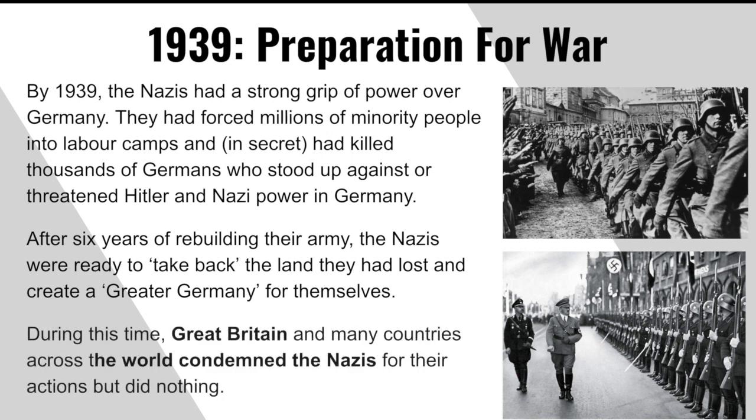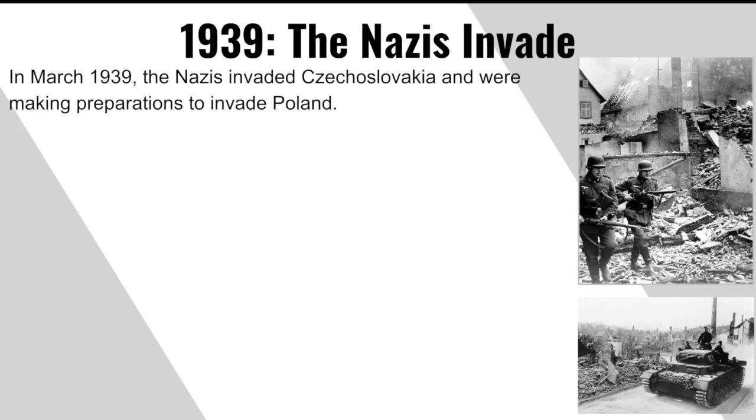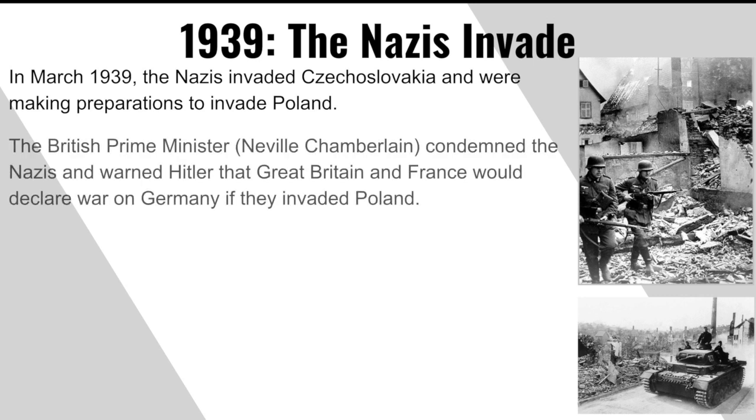During this time, Great Britain and many other countries across the world condemned the Nazis for their action, but they didn't do a thing. In March 1939, after spending 6 years building up their army in secret, they invaded Czechoslovakia and were making further preparations to invade Poland. The British Prime Minister at the time, Neville Chamberlain, condemned the Nazis again and warned Hitler that Great Britain and France would declare war on Germany if they invaded Poland.